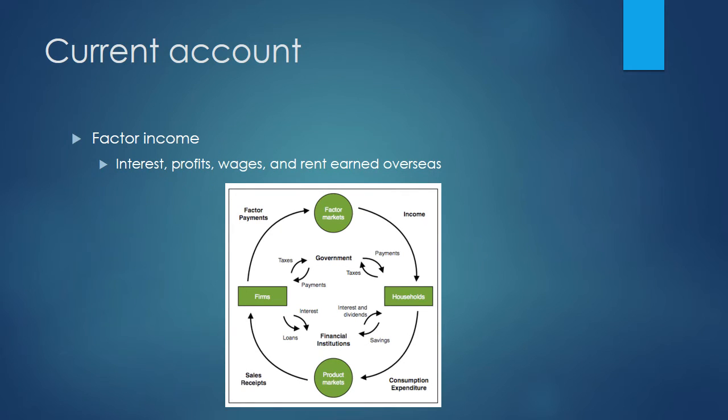All right, the second aspect of the current account is factor income. And again, this is a term way back from Unit 2. Four things that are included here: interest, profits, wages, and rent that are earned overseas. So if you're making money overseas, again, these are things that don't create a liability. That's part of factor income: interest, profits, wages, and rent. Then that's going to be part of the current account.